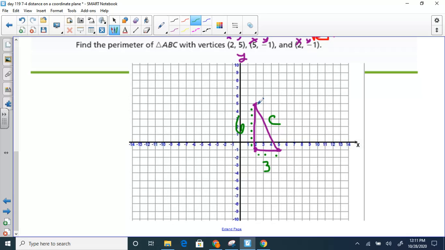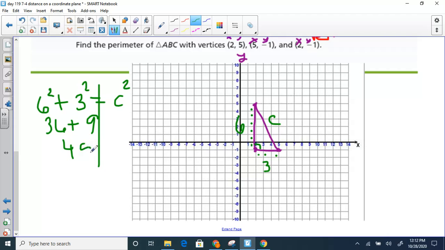So now I need the perimeter, and I just need the length of this diagonal side, and I really can't count the boxes and understand exactly what it is, but I do have a right triangle, so I'm going to do a squared plus b squared, and I'm cheating a little, I'm not writing the formula. Hopefully you're following okay. Equals c squared. Draw my line through the equal sign. I get 36 plus 9, which is 45, equals c squared.